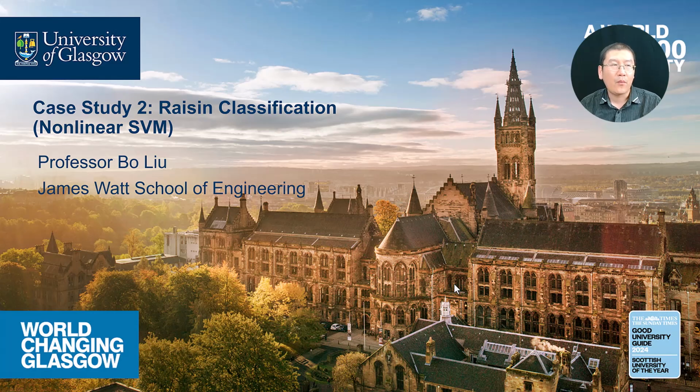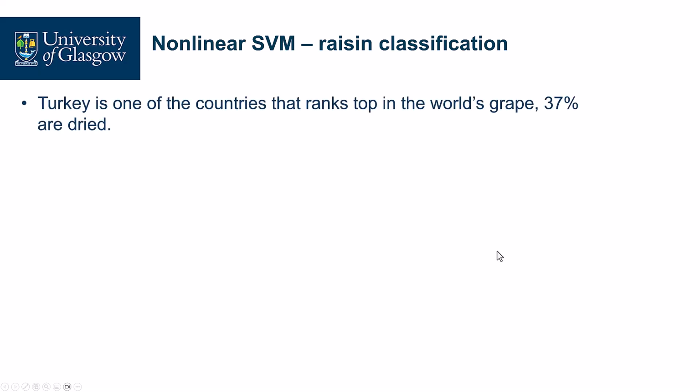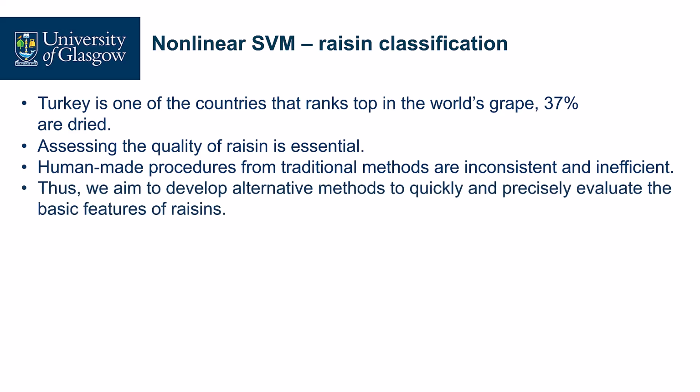So in this session, we will focus on using nonlinear SVM to carry out a raisin classification problem. Turkey is one of the countries that ranks top in producing grapes. 37% are dried. For these dried grapes, assessing the quality of the raisin is essential. There exists a traditional method, the human-made procedures, but this way is inconsistent and inefficient. So now we are thinking of some machine learning method to quickly and precisely evaluate the raisins, right?